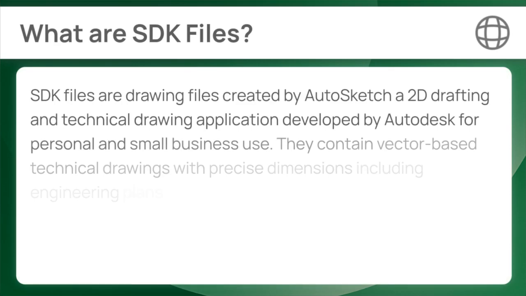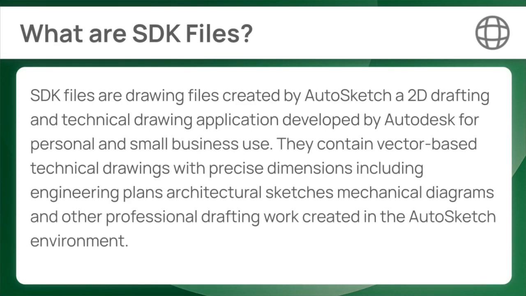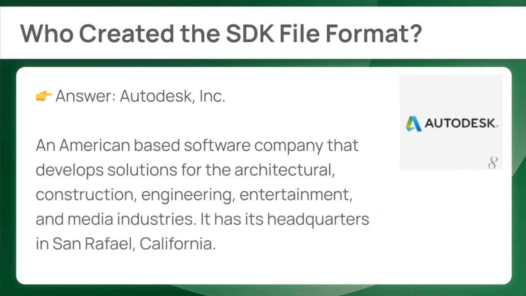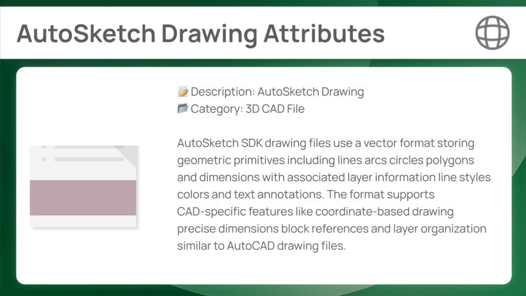SDK files are drawing files created by AutoSketch, a 2D drafting and technical drawing application developed by Autodesk for personal and small business use. They contain vector-based technical drawings with precise dimensions, including engineering plans, architectural sketches, mechanical diagrams, and other professional drafting work created in the AutoSketch environment. AutoSketch SDK drawing files use a vector format storing geometric primitives including lines, arcs, circles, polygons, and dimensions, with associated layer information, line styles, colors, and text annotations.